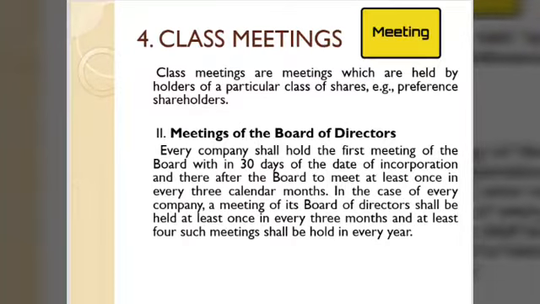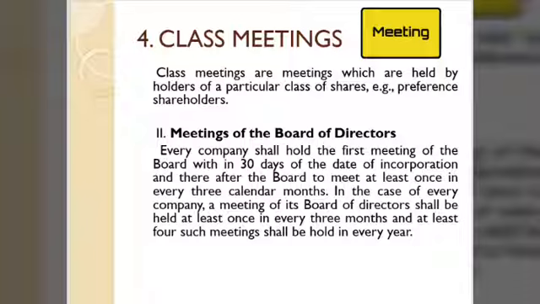The next type of meeting is the class meetings. Class meeting is regarding the shareholders meeting, that is the preference shareholders meeting and the equity shareholders meeting. Class meetings are the meetings held only for a particular class of shares. In case of a cumulative preference shareholders meeting, only that type of shareholders will attend that meeting. These are the various meetings of members and shareholders.